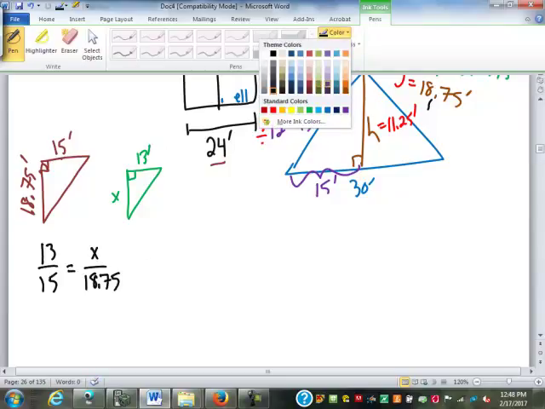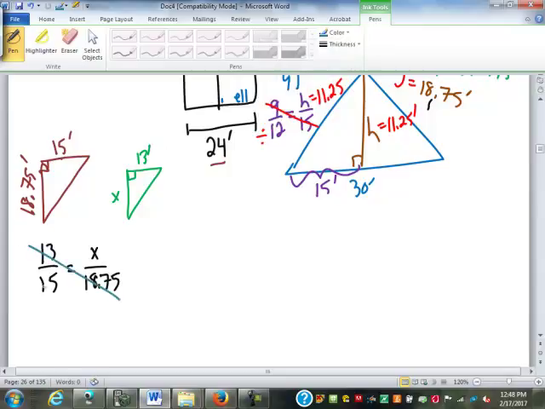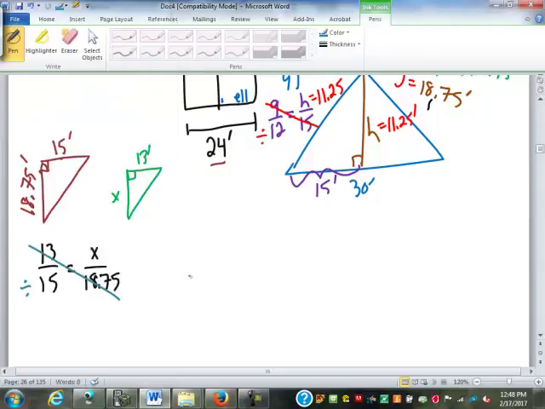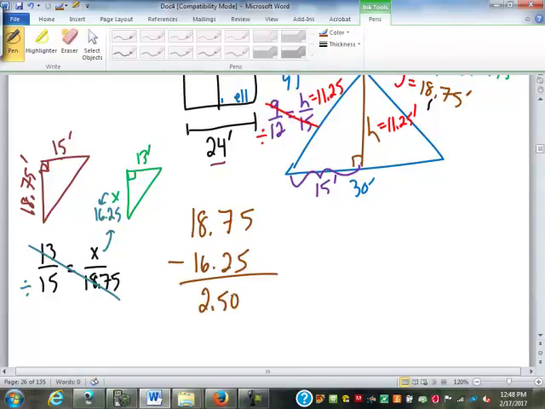Cross multiply and divide in here. So 13 times 18.75 divided by 15. 16.25. Perfect. So that means our decrease, 18.75 minus 16.25 is 2.5 feet. 2.5 feet, 2 foot 6 inches. What do you think?